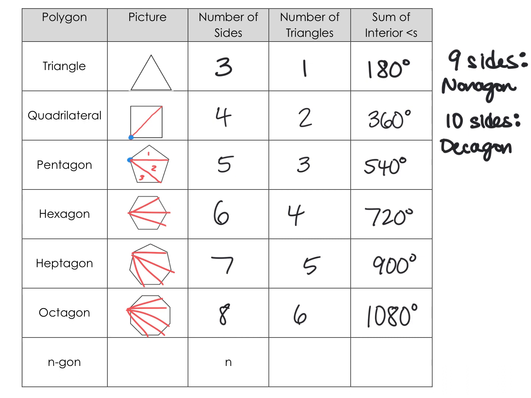So if I have any number of sides, n, how many triangles will I have? Look at the pattern. Describe it in words. 2 less. Okay. Do you know how to describe that as an expression or how to write that? N. How do I write 2 less? n - 2. Okay, you're so smart.